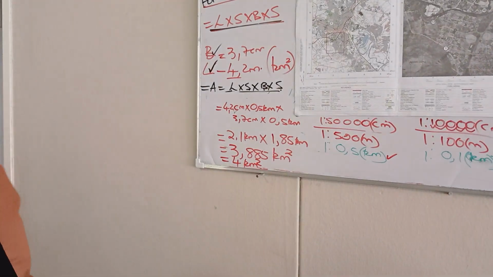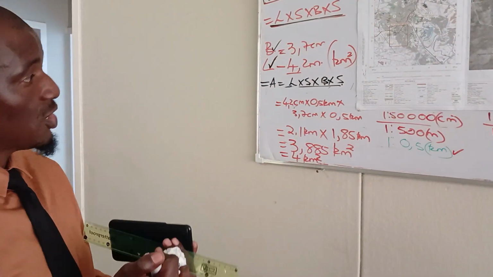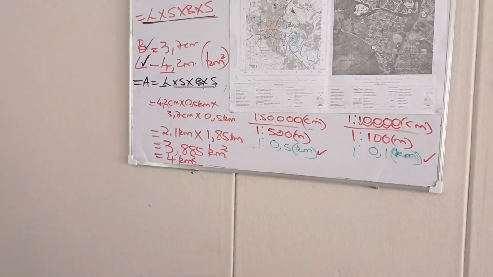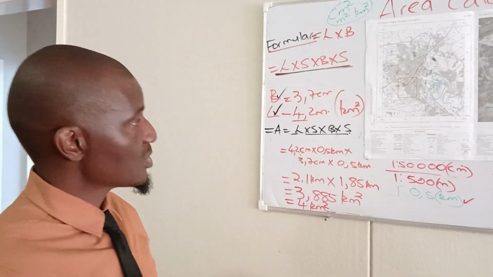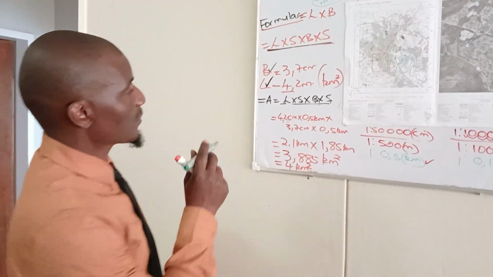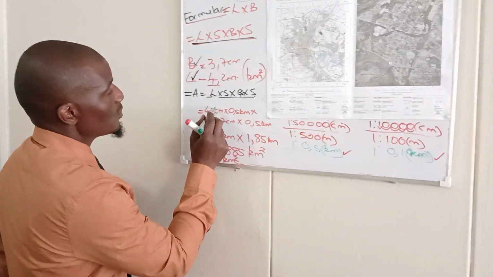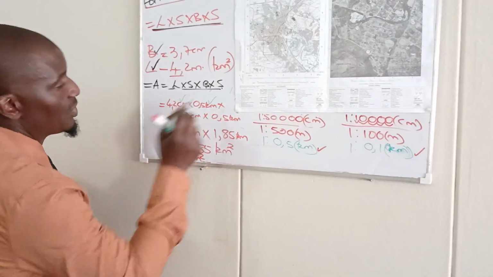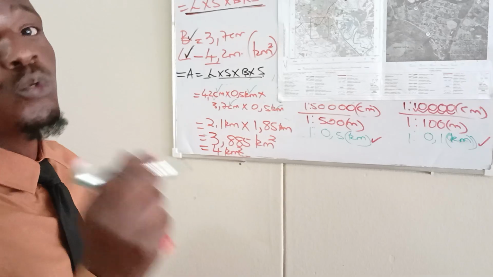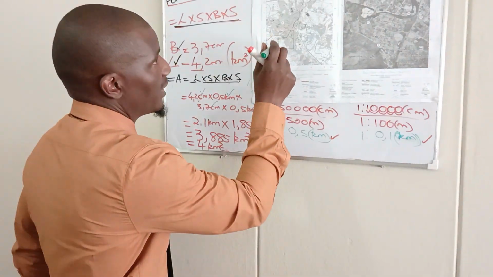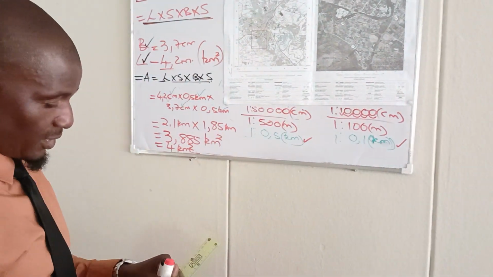So this is how you calculate your area. It's very easy, but you need to make sure that when you are calculating your area, you know the formula, which is length times scale times breadth times scale. Then from there, you're also supposed to know that you write it with the correct units of measurement. Which means you have to know what it is that you are going to use as your scale.